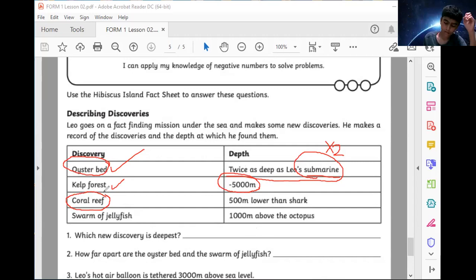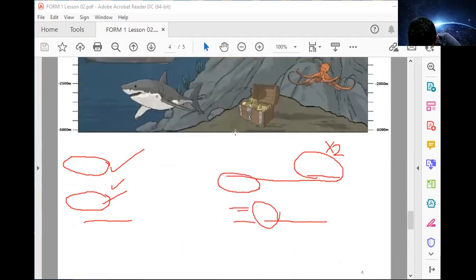What about the coral reef? 500 meters lower than the shark. So 500 meters was one scale. So go lower than the shark and mark your coral reef. Okay. How about the swarm of jellyfish? 1,000 meters above the octopus. So I hope you can, for example, I'm going to just do the last one here.